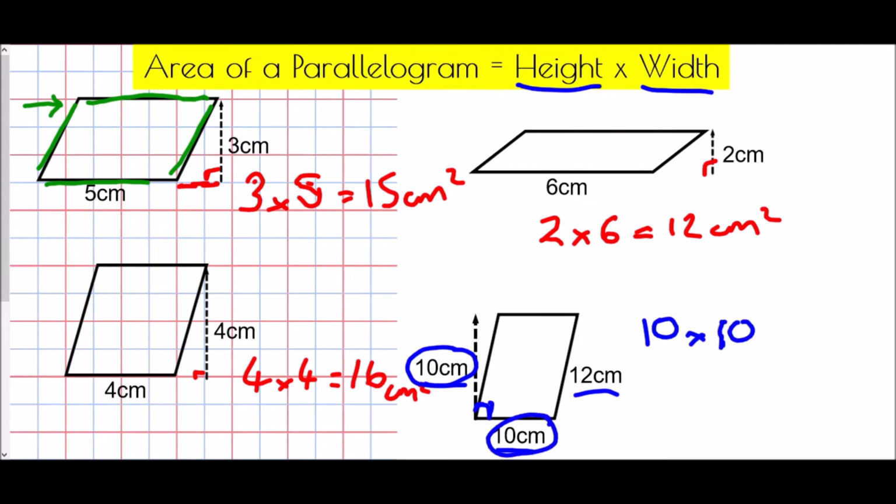The 12 centimetres, we don't need to know. That is just the length of one of the sides. We might use that later if we wanted to think about perimeter, but in this case, we're only dealing with area. So 10 times 10 is 100.